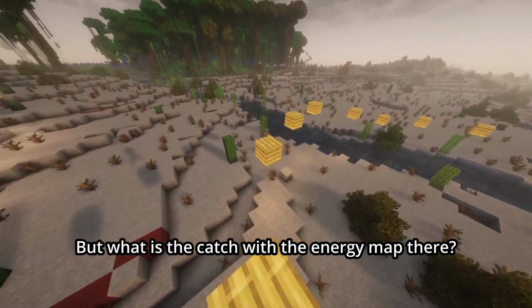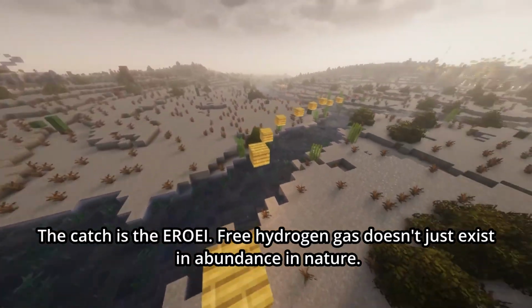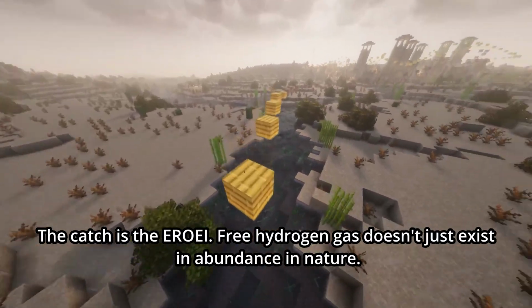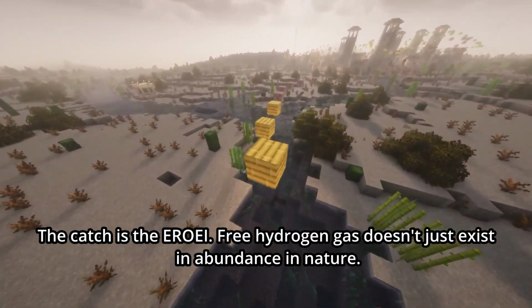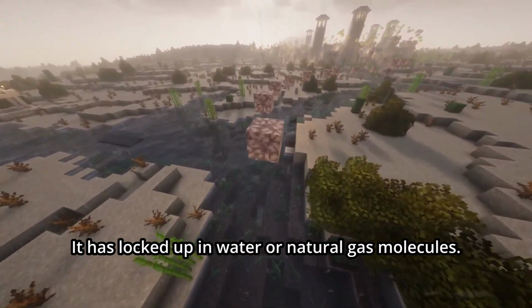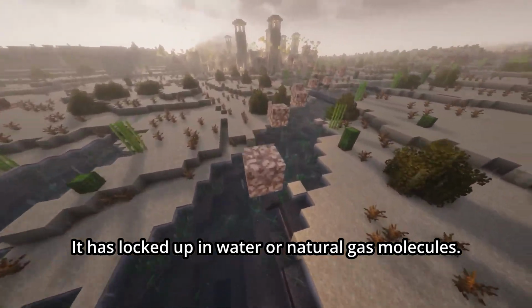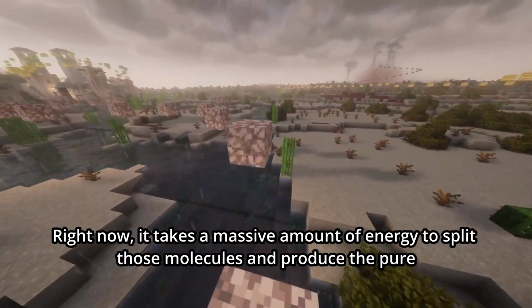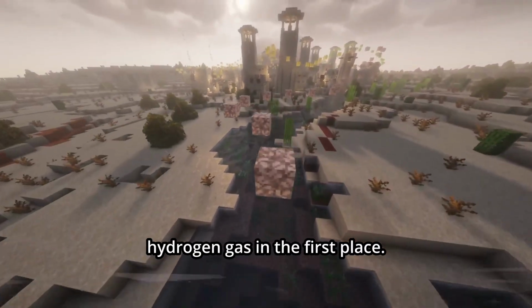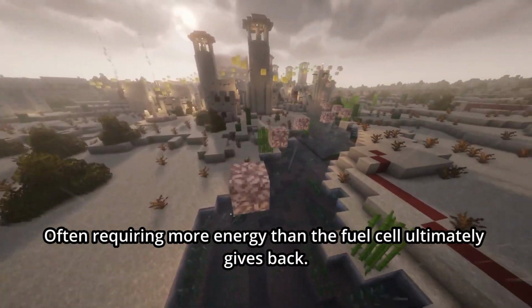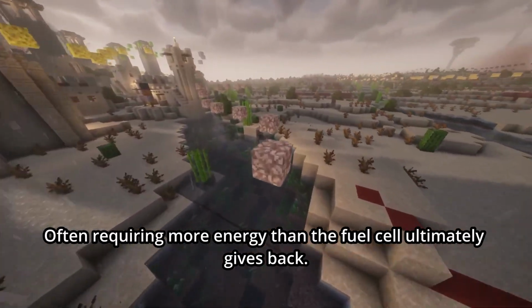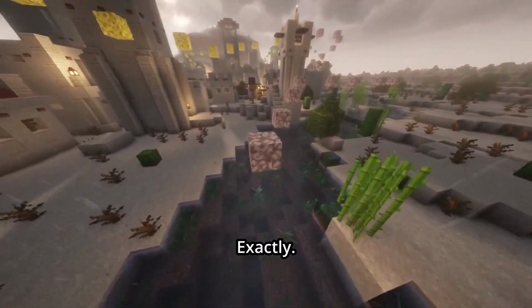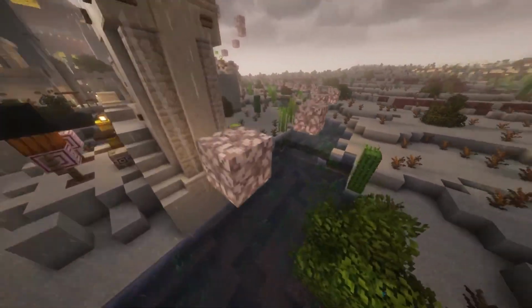But what is the catch with the energy math there? The catch is the EROEI. Free hydrogen gas doesn't just exist in abundance in nature, it is locked up in water or natural gas molecules. Right now, it takes a massive amount of energy to split those molecules and produce the pure hydrogen gas in the first place. Often requiring more energy than the fuel cell ultimately gives back. Exactly.